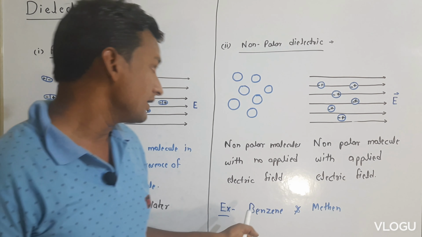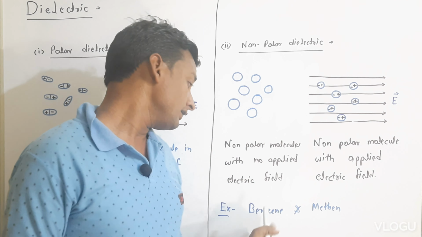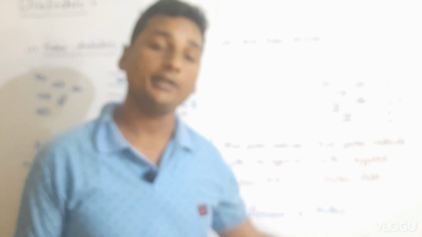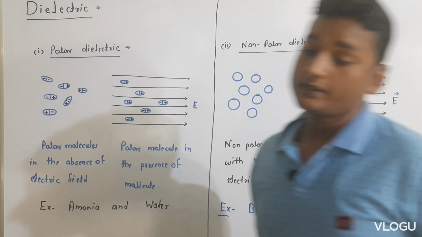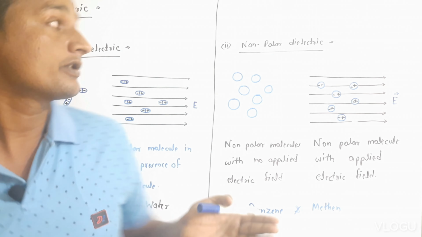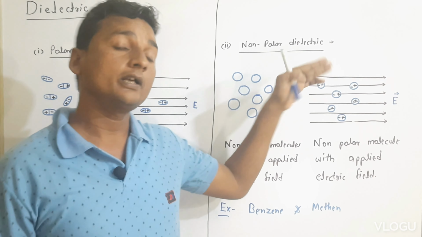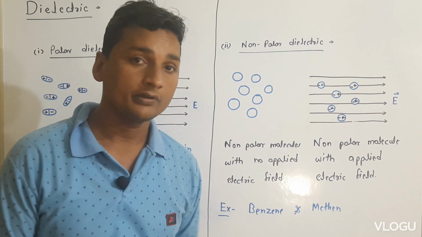The basic examples of non-polar dielectrics are benzene and methane. So we talked about two types of dielectric material, about dielectric strength, the limiting value of any dielectric material, about polar dielectrics and polar molecules, and also about non-polar dielectrics and non-polar molecules. That's all. Thank you.